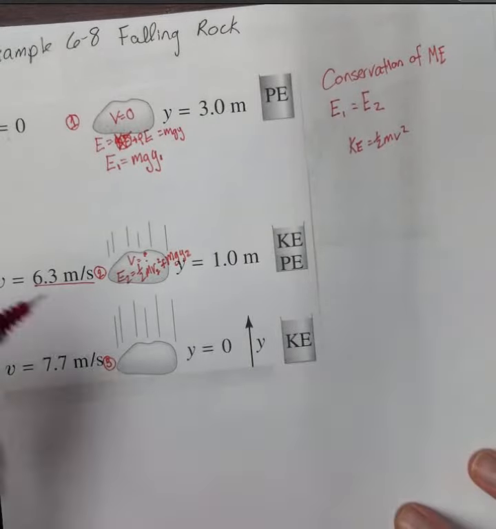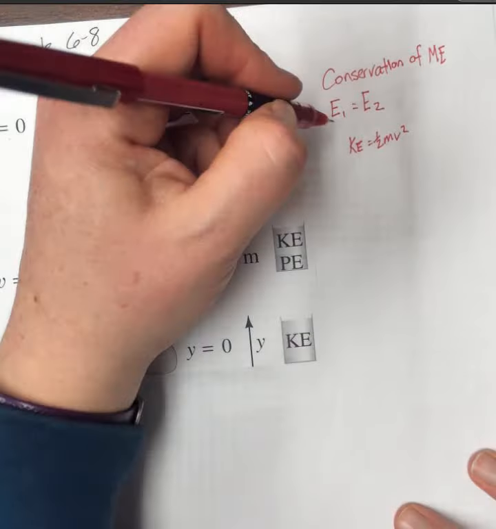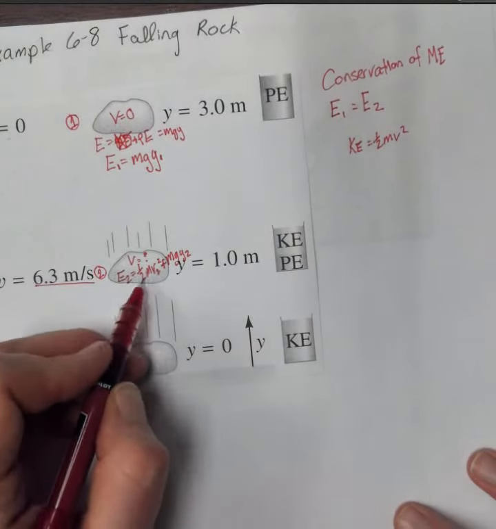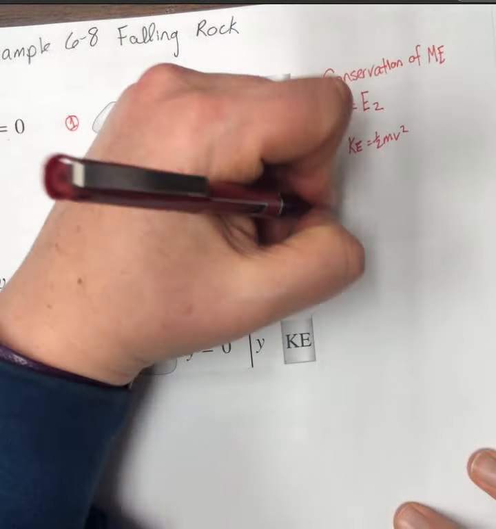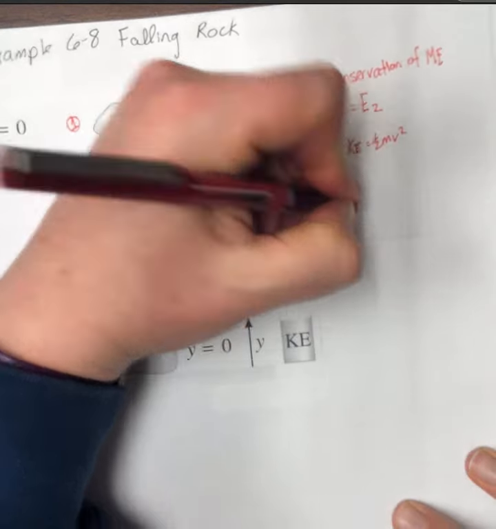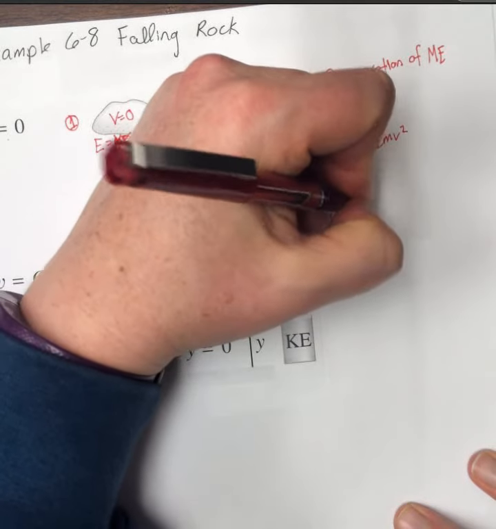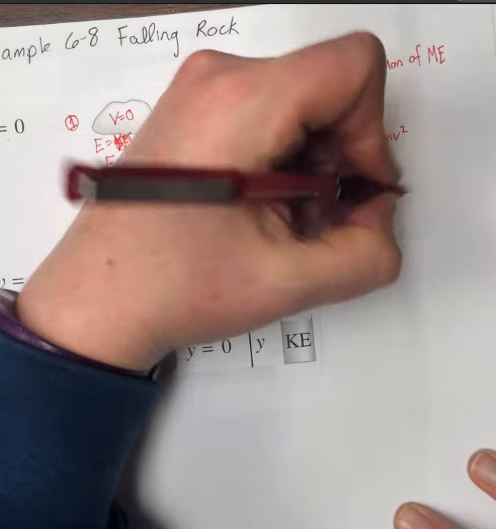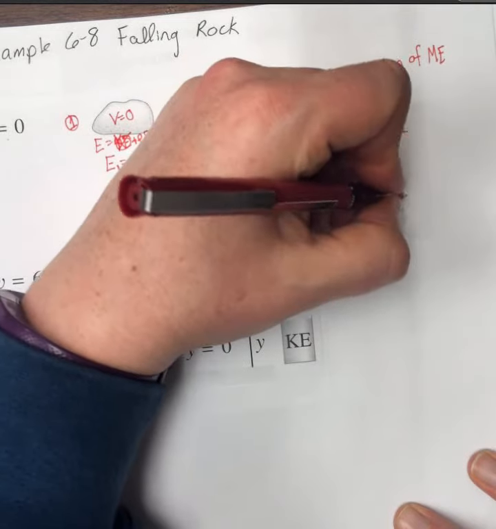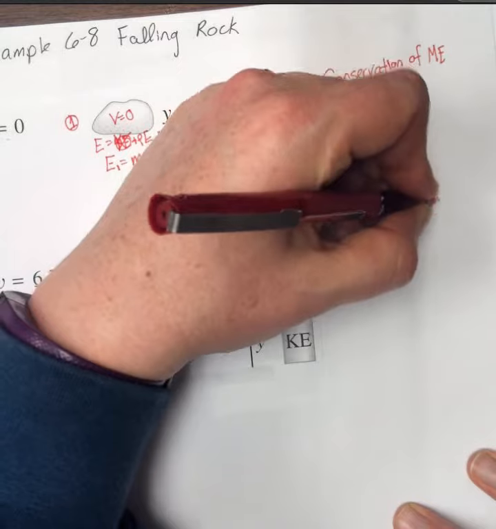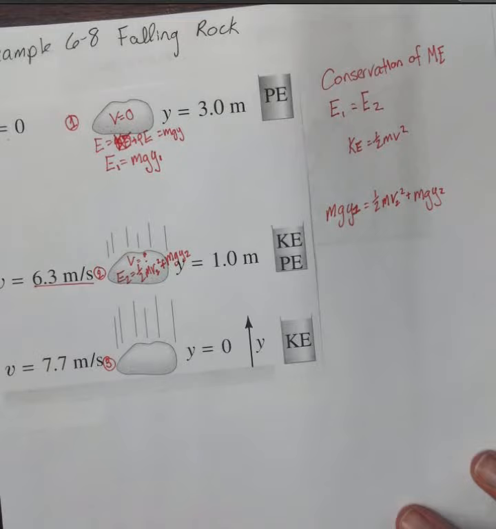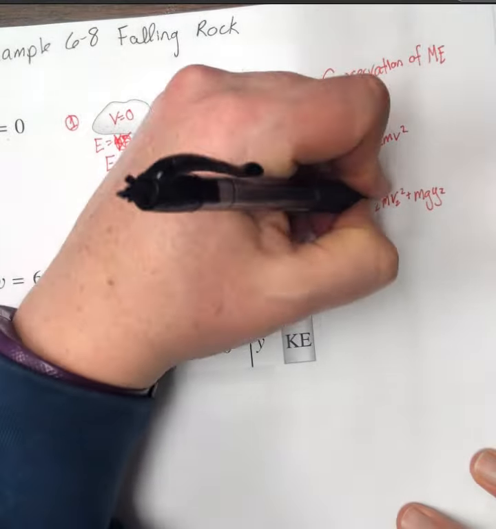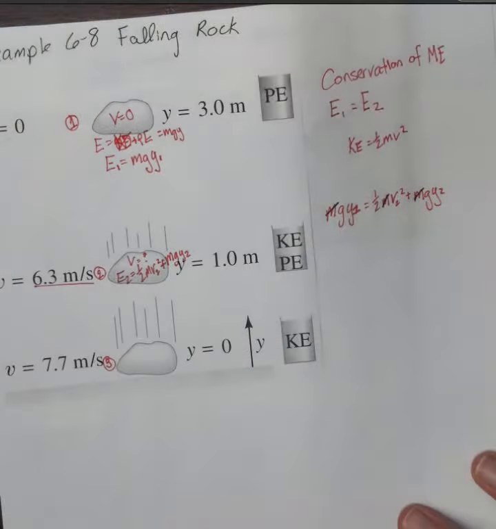So in that case, since E1 and E2 are equal to each other, I can set mgy1 equal to 1/2 mv2 squared plus mgy2. So I'm going to do just that. I'm going to say mgy1 equals 1/2 mv2 squared plus mgy2. Now once I do that, the mass of the rock suddenly no longer matters because it happens to appear in every single piece of the equation.